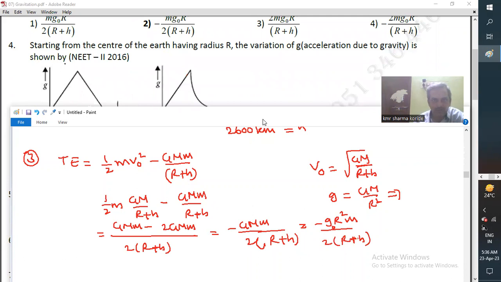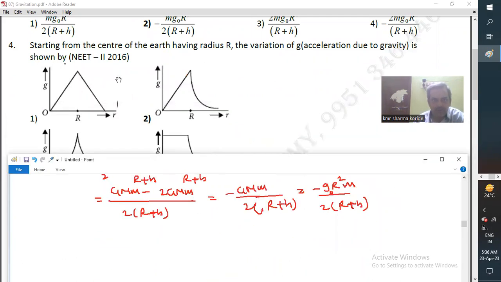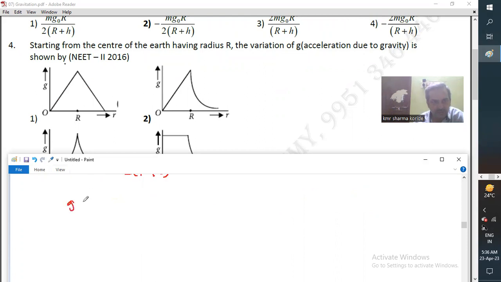Moving to the next question. This is related to the graph. Starting from the center of the Earth, having radius capital R, the variation of g is. So g is almost numerically equal to gravitational field. Let me show. g is equal to GM by R square. Let me also show gravitational field intensity due to a mass of 1 kg. When 1 kg is kept in the gravitational field due to another mass, the 1 kg mass gets influenced. That is the idea of gravitational field intensity, force per unit mass.